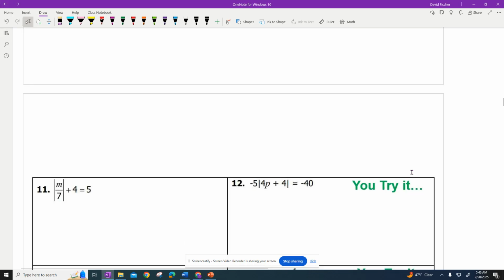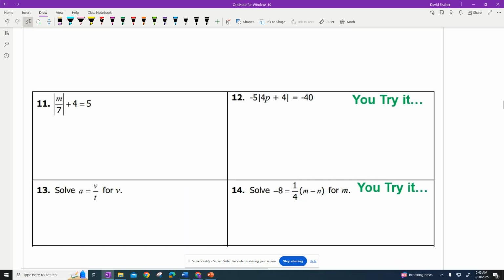Alright, let's do 11 and 12, because now we're getting kind of a little bit crazy here. I want to do 11, and they're going to do number 12. And then I want to do 13, and they're going to do 14, I believe is how I have it on the next page. We've got to get the absolute value by itself. So I want to subtract 4 from both sides. Still have my absolute value sign. And now I got equals 1. I was thinking it was going to be a negative there, but I'm ready. It's a positive 1, so we're still good.